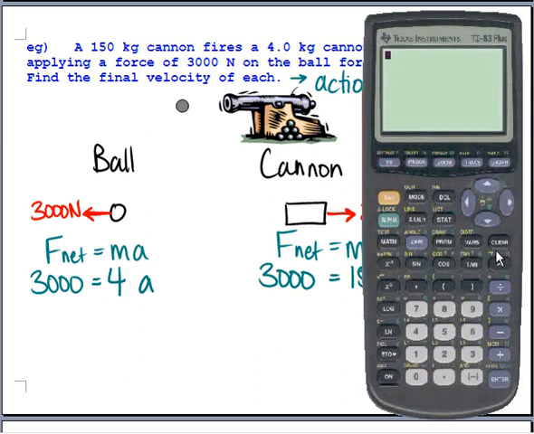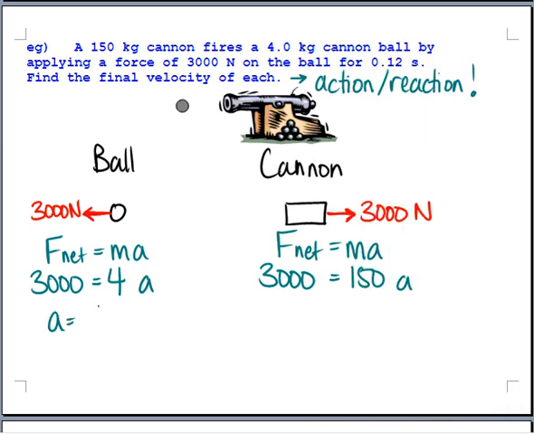Now let's double check, 3,000 divided by 4 I believe is 750. Yes, and 3,000 divided by 150, is that like 20? Hey! So acceleration 750 meters per second squared, and a rate of acceleration for the cannon much smaller, it's 20 meters per second squared. There's the new chapter 5 portion of this question, and now it's asking us to find the final velocity of each object, which means do some kinematics.